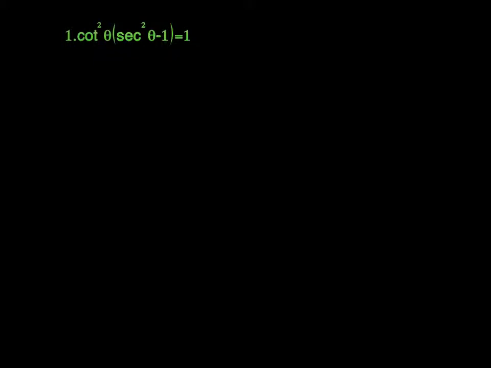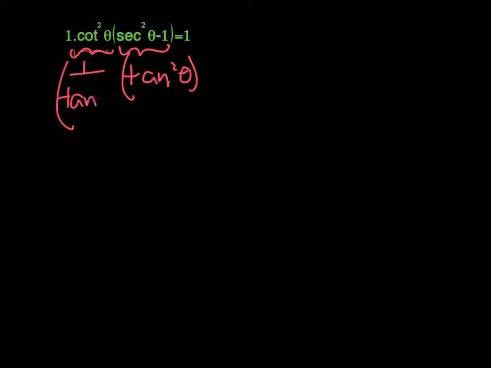However, in this particular case, my cotangent I'm going to leave alone, because secant squared minus 1 is tangent squared. So if I can get this to tangent squared, I'm just going to change cotangent squared to 1 over tangent squared. So just work on the left side, leave the right side alone. And then that's just going to cancel, and you're going to end up with 1. And you've basically proved that cotangent squared times secant squared minus 1 is equal to 1.